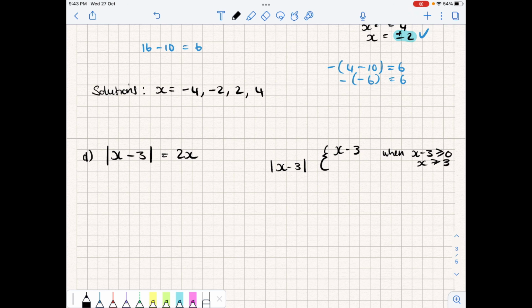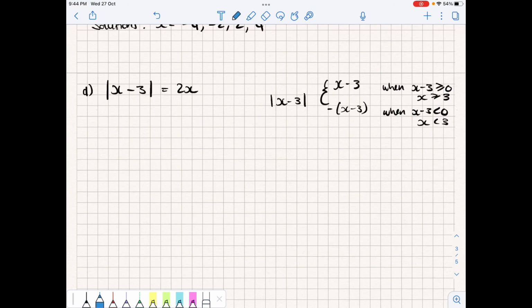You can see if the value of x was less than 3, it would be negative, and if it was negative, we would need to consider it as the negative solution. But that's exactly what we're going to do in the next step. When x minus 3 is less than 0, x must be less than 3. And if x is less than 3, we're going to get a negative value, and in order to make it positive, we have to put a minus sign in front of it. Let's consider both our cases. Let's do the positive one first. Let's say x minus 3 is positive.